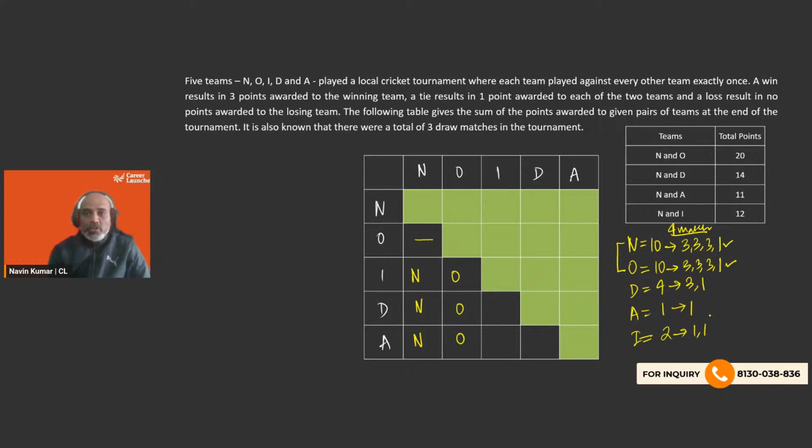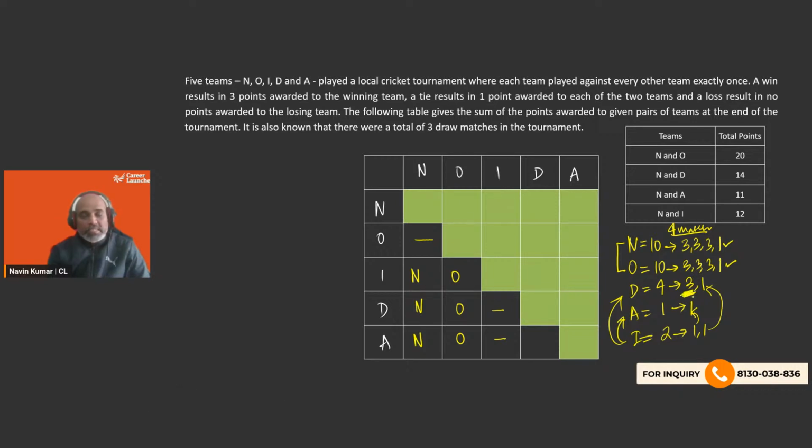Okay. Now, if you look at I with A and D, the 2 matches of I need to be drawn, and those 2 matches cannot happen among themselves. So each of the matches should come from some other team. So this 1 draw of I must have come from A, and another draw of I must have come from D. So between I and D, this was a drawn match, and this was a drawn match.